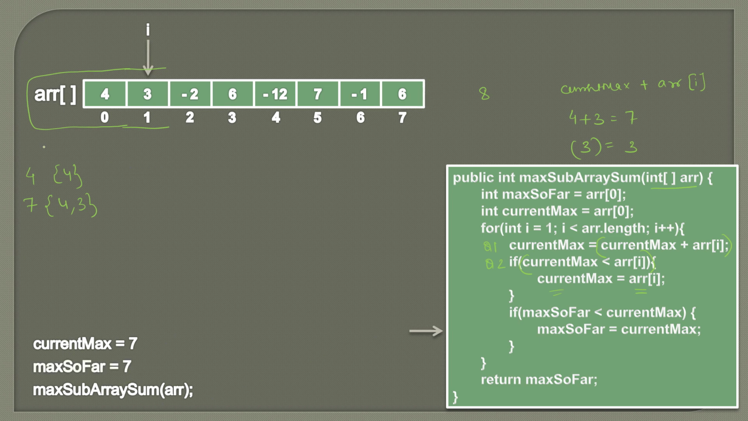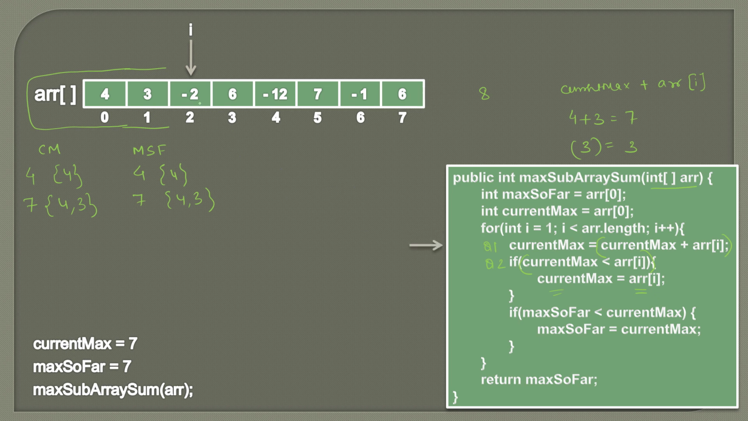So here this is current max and this is max so far. At the start it was 4, then it became 7, taking in 4, 3. Moving ahead, now we'll increment i by 1. So i points to the second index.